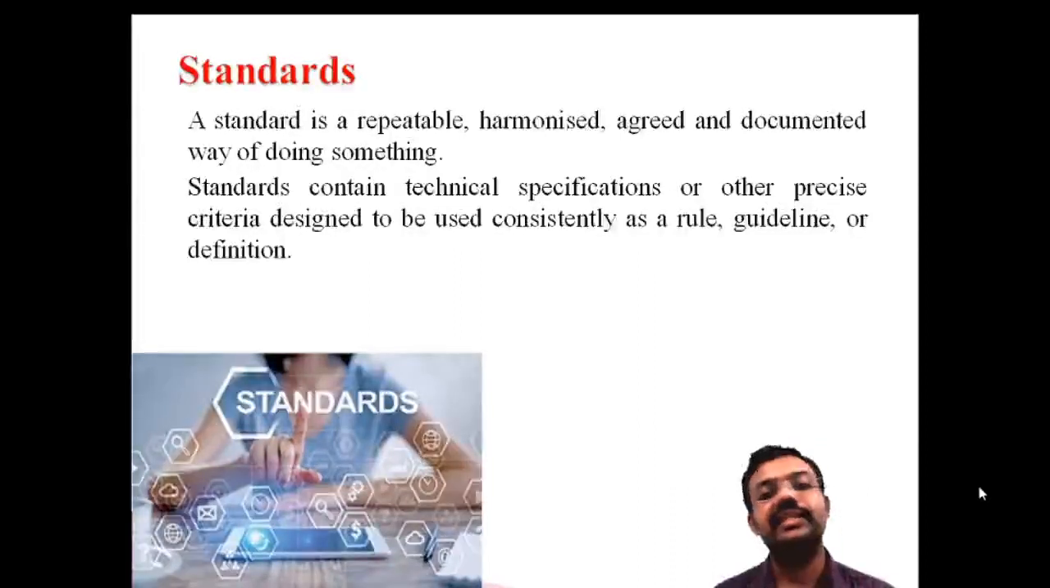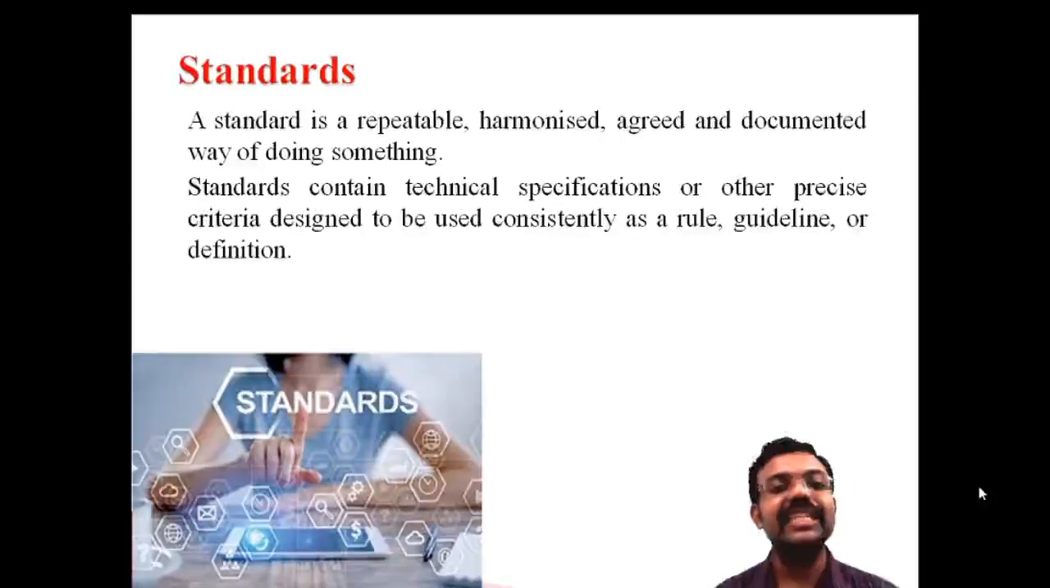What is a standard? A standard is a repeatable, harmonized, agreed, documented way of doing something. That is one of the documented ways of doing something. The term is known as the standards. We're using a lot of the standards to measure the quality, to measure the performance. We use a lot of the standards.